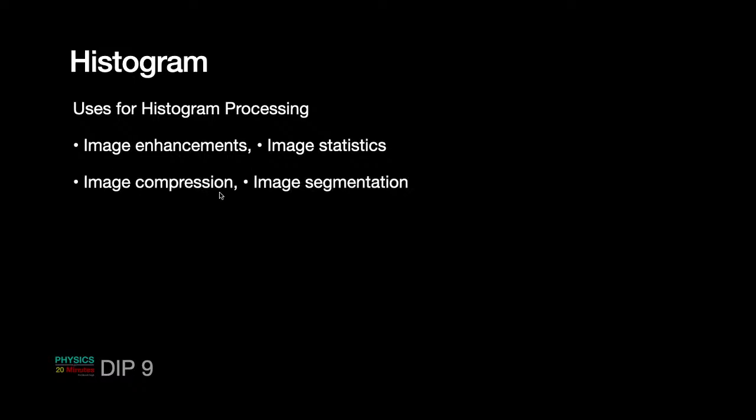Image compression. For example, if your image is completely underexposed, brighter pixels don't have any value, so you can reject those brighter pixels. Or vice versa, if your image is overexposed, then your darker pixels don't have any value, those bit planes can be discarded and the image can be saved in a very small memory data bank. So that is image compression.